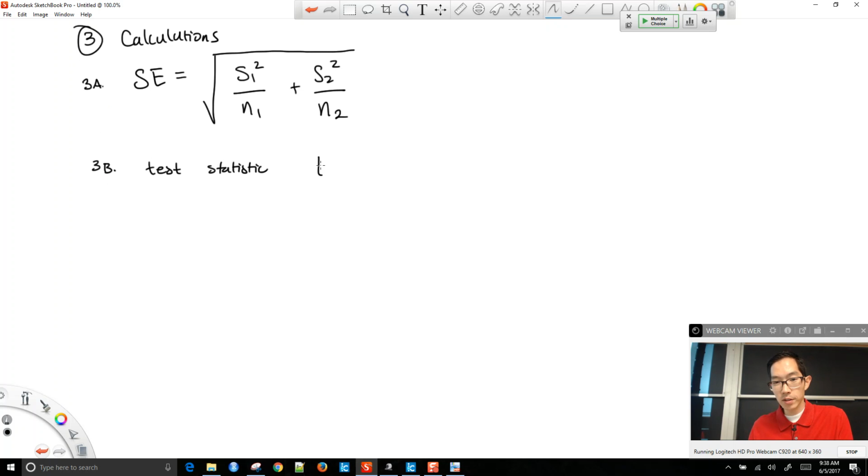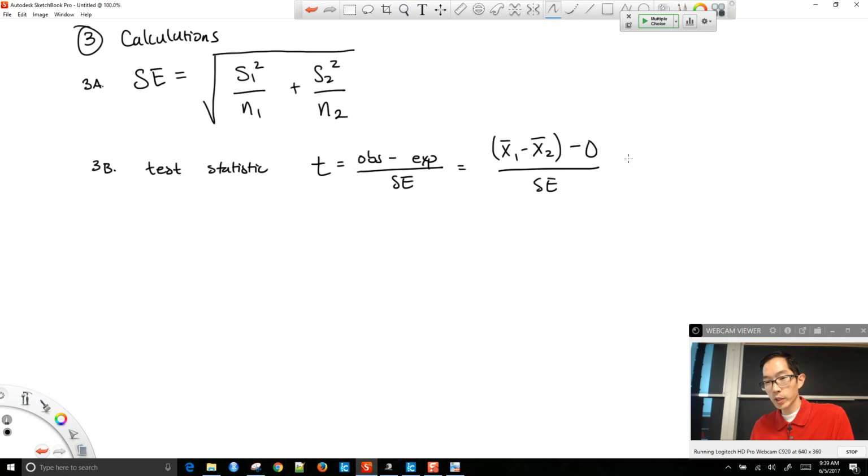Test statistic here is going to be T is equal to your observed minus your expected divided by the standard error. What we observed is the difference between X bar 1 minus X bar 2. If the null hypothesis were true, what do we expect this difference to be equal to? 0, right? So we do this divided by our standard error, and this just simplifies then to X bar 1 minus X bar 2 over our standard error. That's our test statistic. And then once we have that, we look up T in the table.